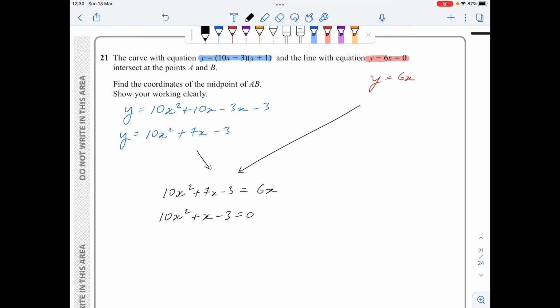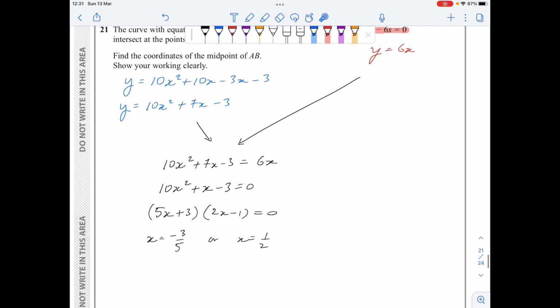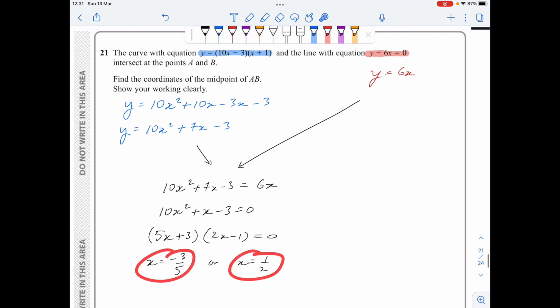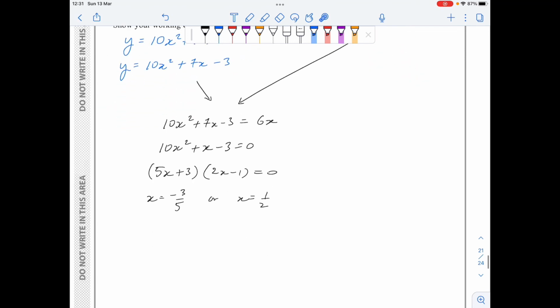Now I will factorize this expression. You can use the quadratic formula if you want, or completing the square. When I factorize, I get (5x plus 3)(2x minus 1) is equal to 0. So x is equal to minus 3 over 5, or x equals 1 over 2. Now to find the y values, I can substitute these two x values either in this blue equation or the red one. Much easier to go with the red one.